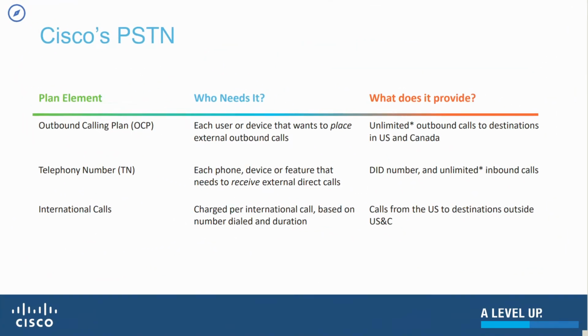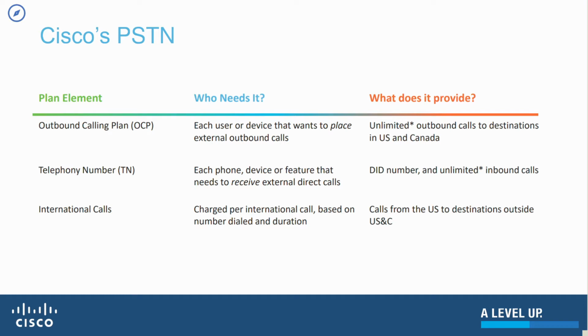So if you're doing outbound, you're talking about calling out from your organization out into the greater world. That's called your outbound calling plan. So each user or device that wants to place external outbound calls would be included in this number. So whether that be the actual users themselves, whether that be a common area phone, or even like a room kit that's going to be dialing externally, you would want to make sure that you're including that in that number.